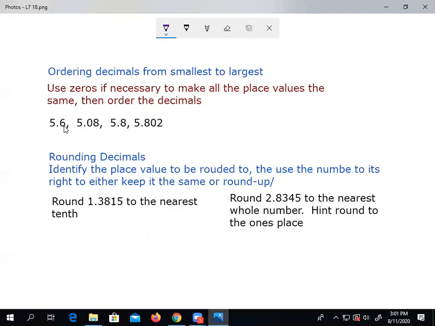So we want all the numbers to go out to the same number of decimal places. Notice how this goes out past 1, this goes out past 2, this goes out past 1, this goes out past 3. So what I need to do is make everything go out past 3, since that's the furthest to the right. So 5.6, I put 2 more zeros in. 5.08, I just have to put 1 trailing 0 in to make it go out 3 decimal places. And then I have 5.80. And then I have 5.802.